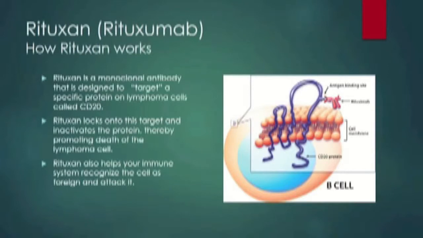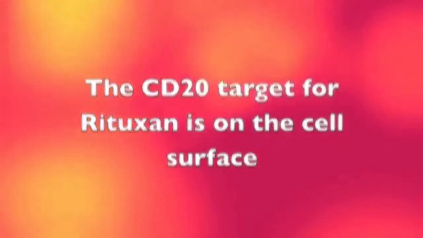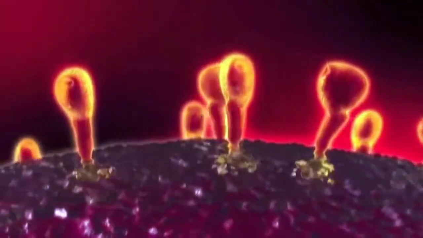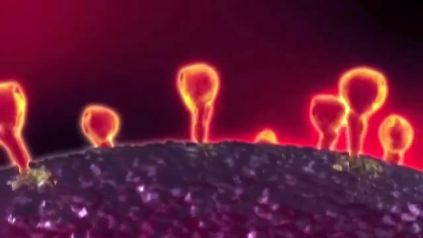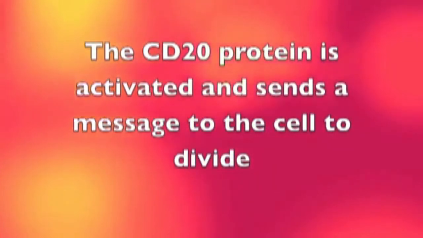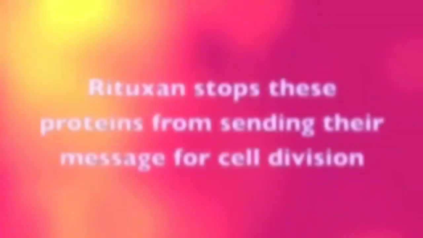Here's a brief video showing the CD20 molecule on the surface of the cell, sending its signal to the cell nucleus to divide. Rituxan once again blocks this protein. This schematic shows the CD20 protein on the surface of the lymphoma cell. The CD20 protein is activated and sends a message to the cell nucleus to divide. This is the process that's inhibited by the Rituxan, and this message is therefore not sent.